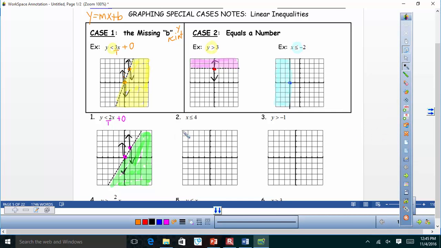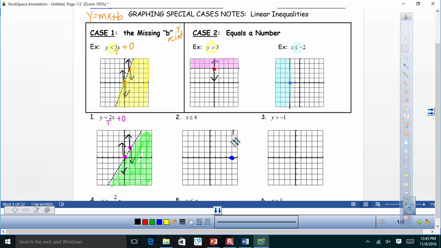Okay. Now for x is less than or equal to 4. Would that be on the axis going side to side or axis going up and down? Side to side. And since it's positive, we'd go to the right. 1, 2, 3, 4. Put a dot. Then this is going to make a vertical line. Would it be dotted or solid if it's less than or equal to? It would be solid.